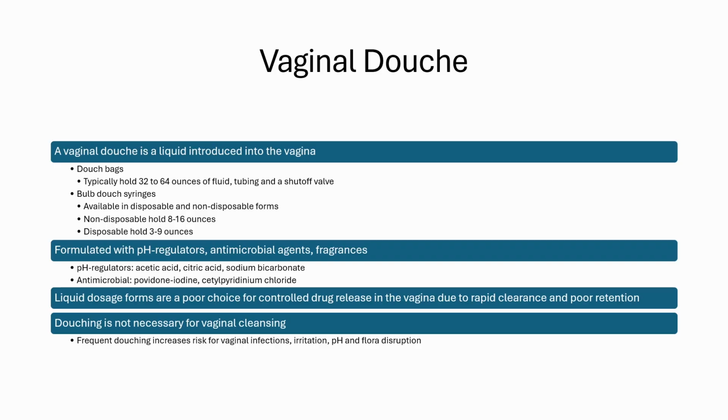The vaginal douche is a liquid that is introduced into the vagina and can be found as a douche bag or bulb douche syringe. The douche bag typically holds 32 to 64 ounces of fluid and utilizes a tube and a shutoff valve with gravity as the force of fluid pressure entering the vagina. The bulb douche syringe is available in disposable and non-disposable forms. Non-disposable forms hold 8 to 16 ounces, and disposable douche syringes hold 3 to 9 ounces of fluid, and the rate at which the fluid enters the vagina is controlled by the user's squeezing force.